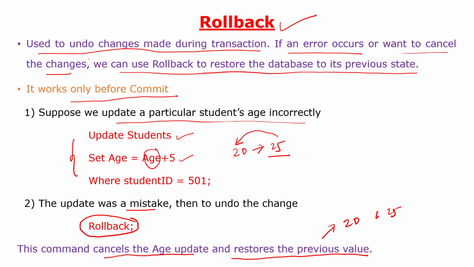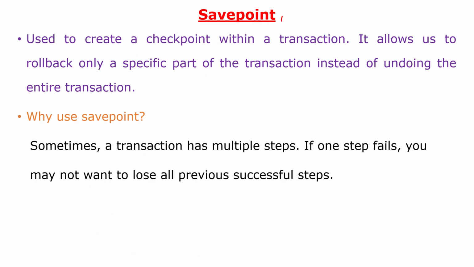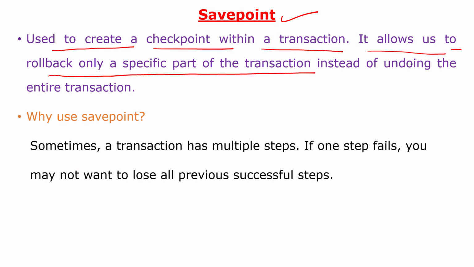Now let's move on to savepoint. Savepoint is used to create a checkpoint within a transaction. It allows us to roll back only a specific part of the transaction instead of undoing the entire transaction.